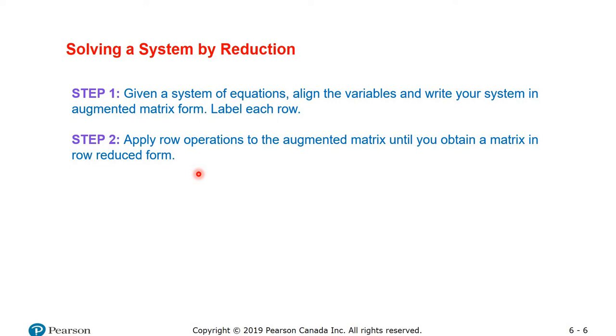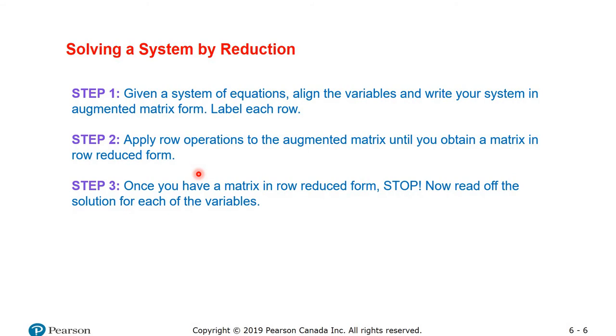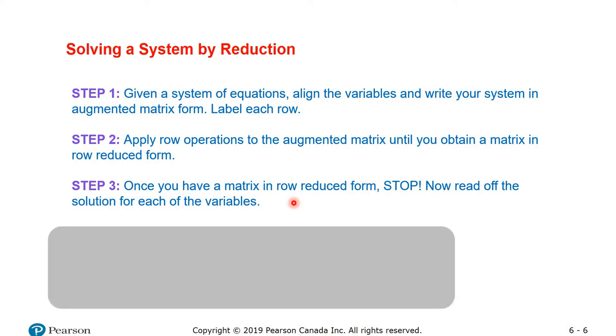Now remember, we had just gone through an example of identifying when a matrix is in row reduced form. And step 3, once you have obtained your matrix in row reduced form, you can then stop your procedure and read off the solution to each of your variables. So this is the protocol that we will follow to take a system of equations and solve it using tools in matrices.